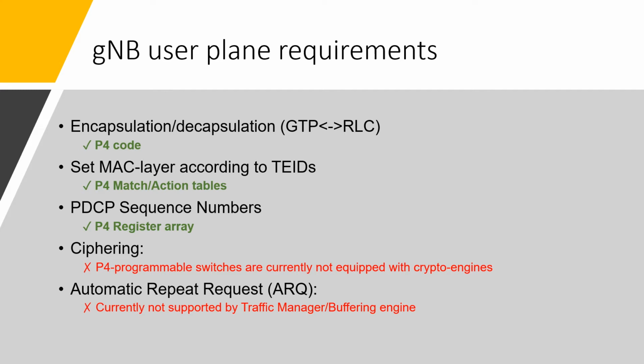Automatic repeat request, or ARQ, is required for RLC, which ensures reliable data transport via this mechanism to downlink direction. All the outgoing packets are stored until they are acknowledged or the resubmission timeout is reached. Storing these packets in the memory for retransmission is currently not supported by Traffic Manager and Buffering Engine.